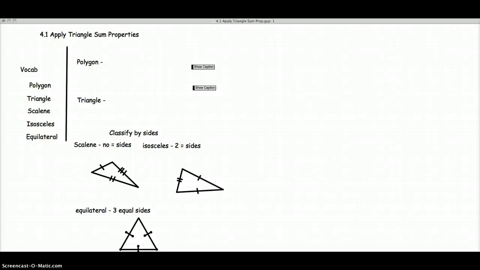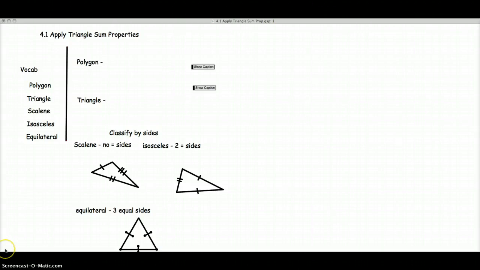Okay, we're going to do 4.1 today, apply triangle sum properties. We're going to go back to our regular style of class. Hopefully you enjoyed the break from the videos, but we're now going back into the videos for a little bit. And so let's go ahead and just jump in and get started.